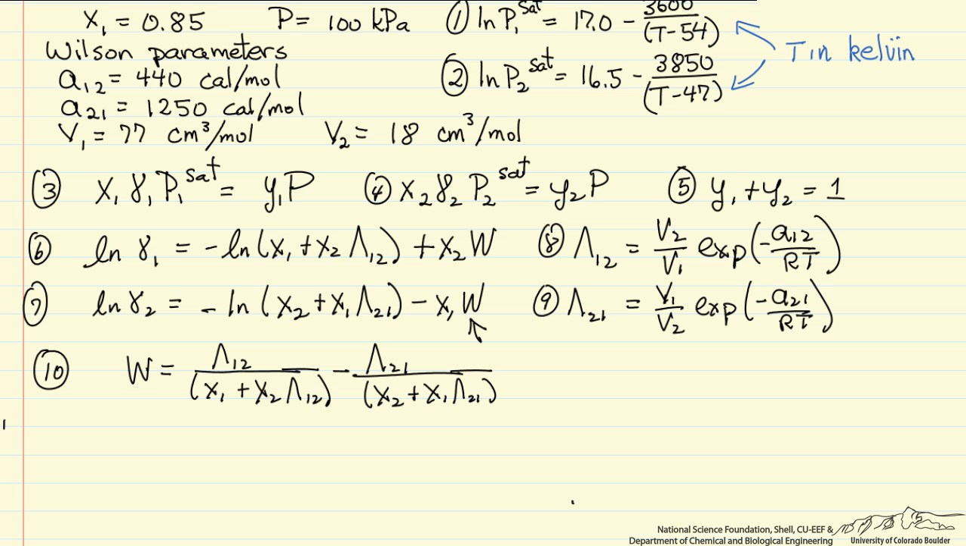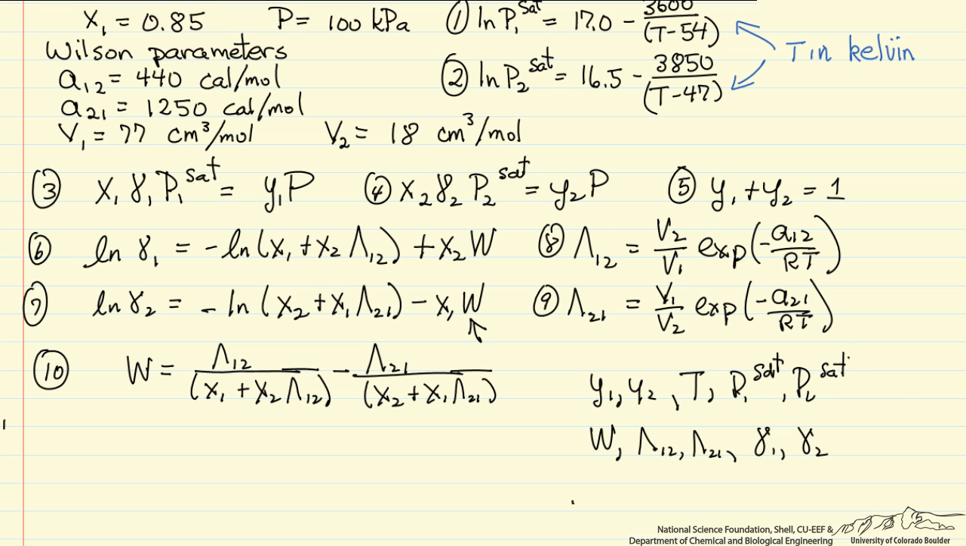And so we have 10 equations. And then we should have 10 unknowns, and it's important to check this. So our unknowns are the mole fractions in the gas phase, the equilibrium temperature, the saturation pressures of the two components, and then the parameters from the Wilson equation, and then the activity coefficients. So we have 10 unknowns, and we have 10 nonlinear equations. We're going to just use the regression to solve for these.